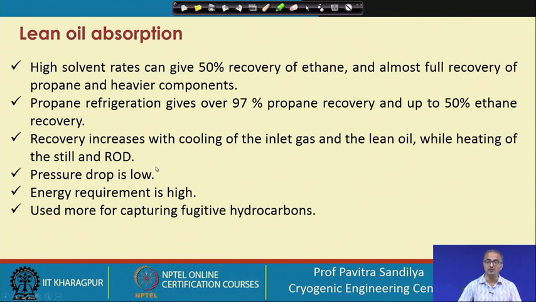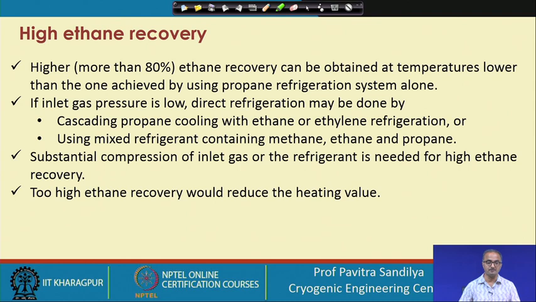Pressure drop is generally low and the energy requirement is quite high because of the compression and the chillers, so many chillers we are using. Okay, the energy requirement is quite high, and it is used for capturing fugitive hydrocarbons, those hydrocarbons which can escape easily. Those kinds of hydrocarbons are recovered by the lean oil absorption.